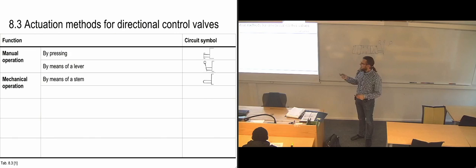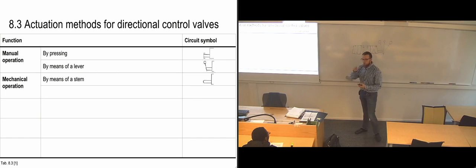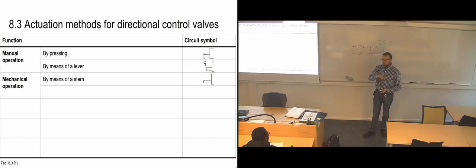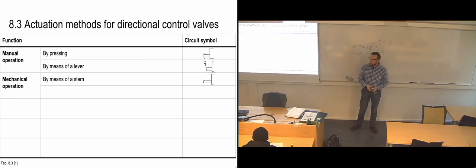And with mechanical operations, you can have what's called just a stem, which is basically just a rod that's sticking out of the valve, and it's going to be pushed on with some mechanical motion going on in the system. And that motion is going to start pushing on the stem, and it's going to actuate the valve.